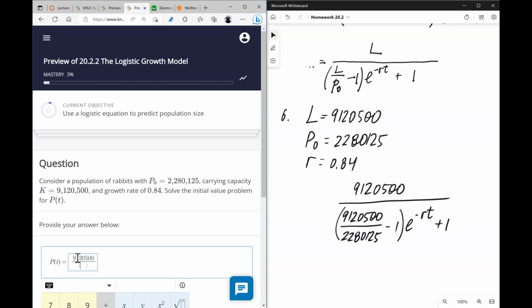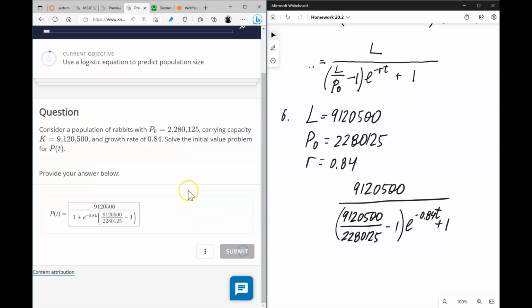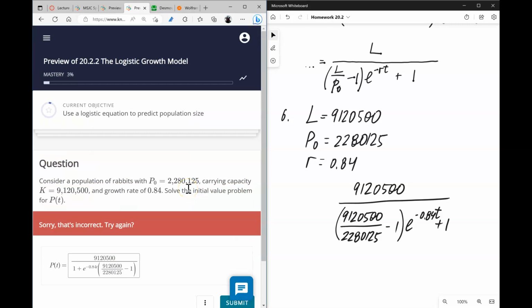9120500. Here we can put 1 plus e to the power negative. Oh, forgot about R. R is 0.84. And here we write 9120500 over 2280125 minus 1. Of course, we can compute that number, but that's not the point.